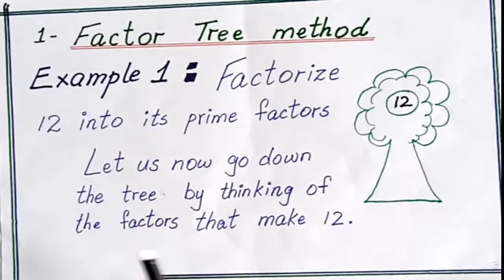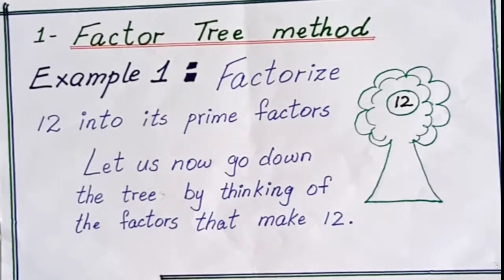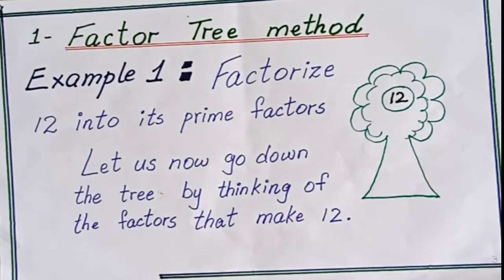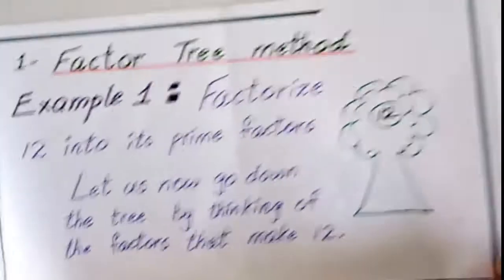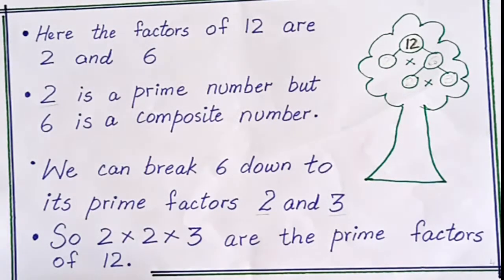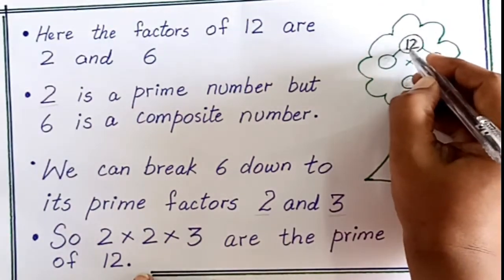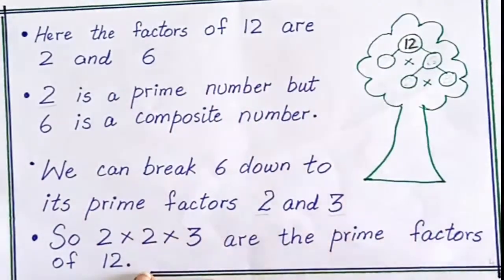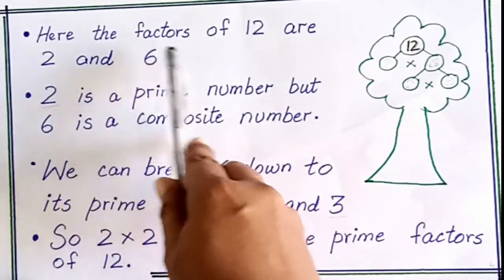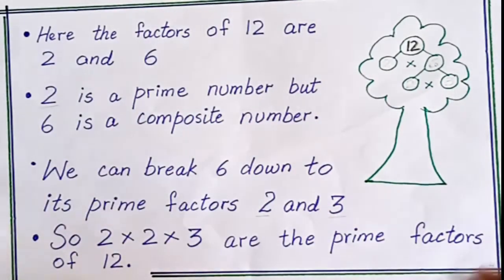Let us now go down the tree by thinking of the factors that make 12. We will do that in the next slide. Here, students, this is step number 2. We already have the number 12 written over here because we have to find the prime factors of 12. In the first step, the factors of 12 are 2 and 6. We have to factorize 12 with 2 and 6.